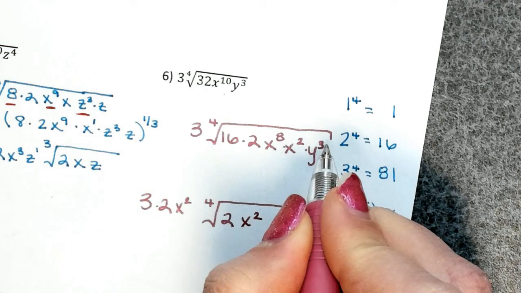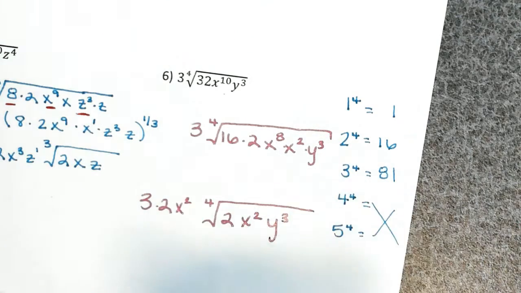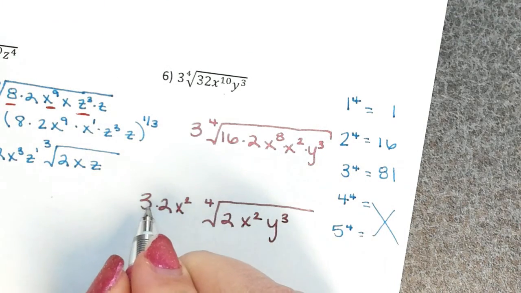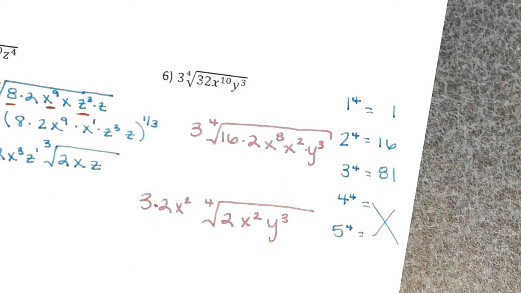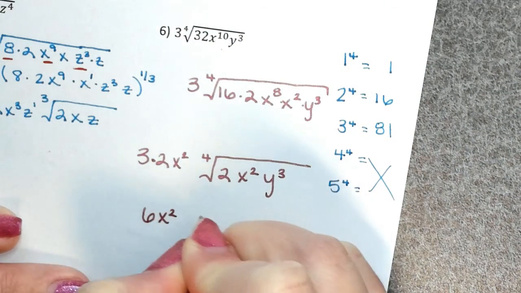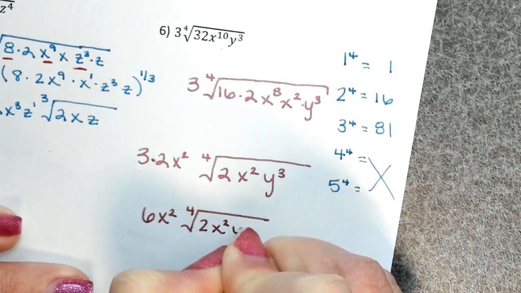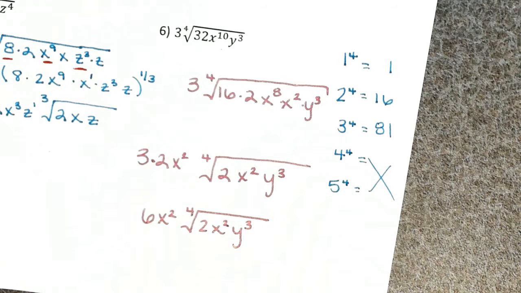Can you do anything with y to the 3rd? No, because 3 is not divisible by 4. So y to the 3rd stays on the inside. So wait a minute. The only extra thing we can do here is we have 3 times 2 now on the outside. Well, what's 3 times 2? So we can change the outside to read 6x squared times the 4th root of 2x squared y to the 3rd. Are we okay with that? Okay, so that's the gist of our examples.